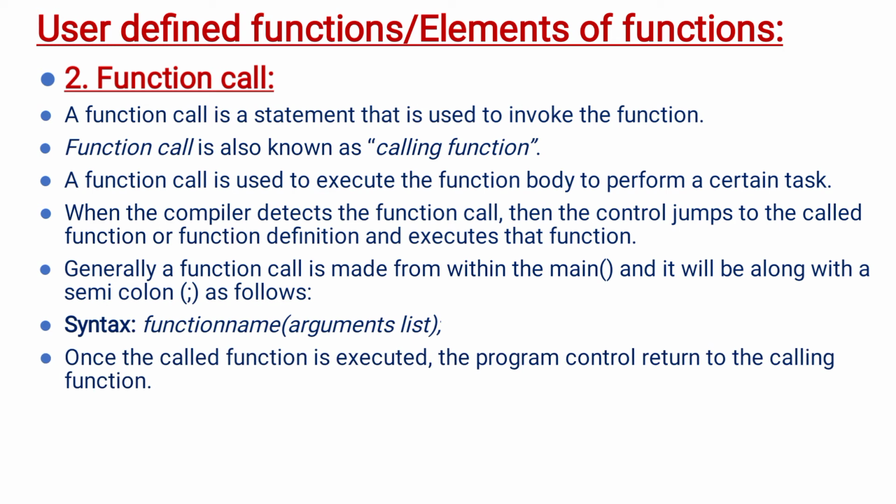Once the called function is executed, the program control returns to the calling function. When the function call is detected by the compiler, the control directly goes to the function definition, and that function is executed. Here the function definition is called the called function, and the function call is called the calling function. After executing the function definition, the called function, the control returns back to the calling function.